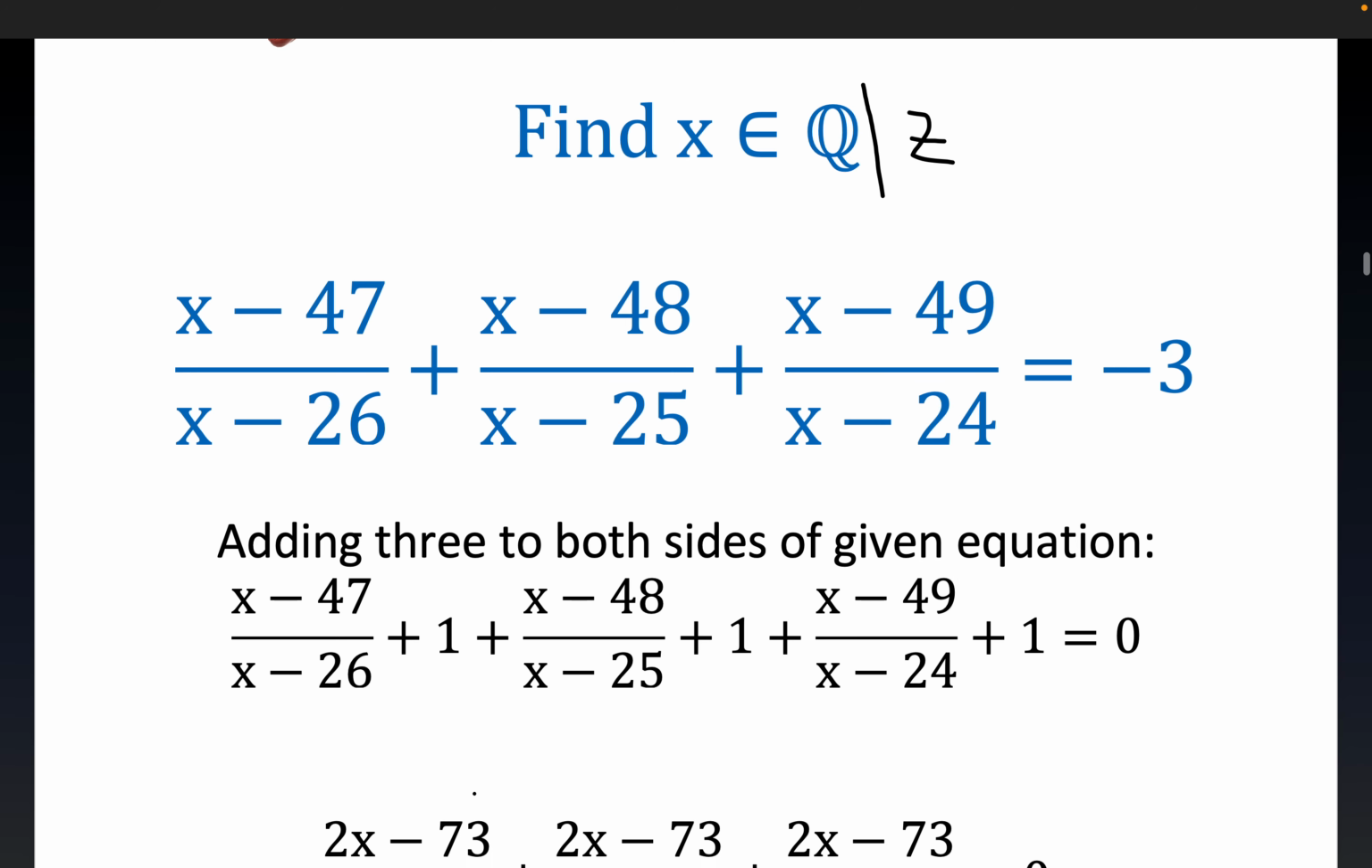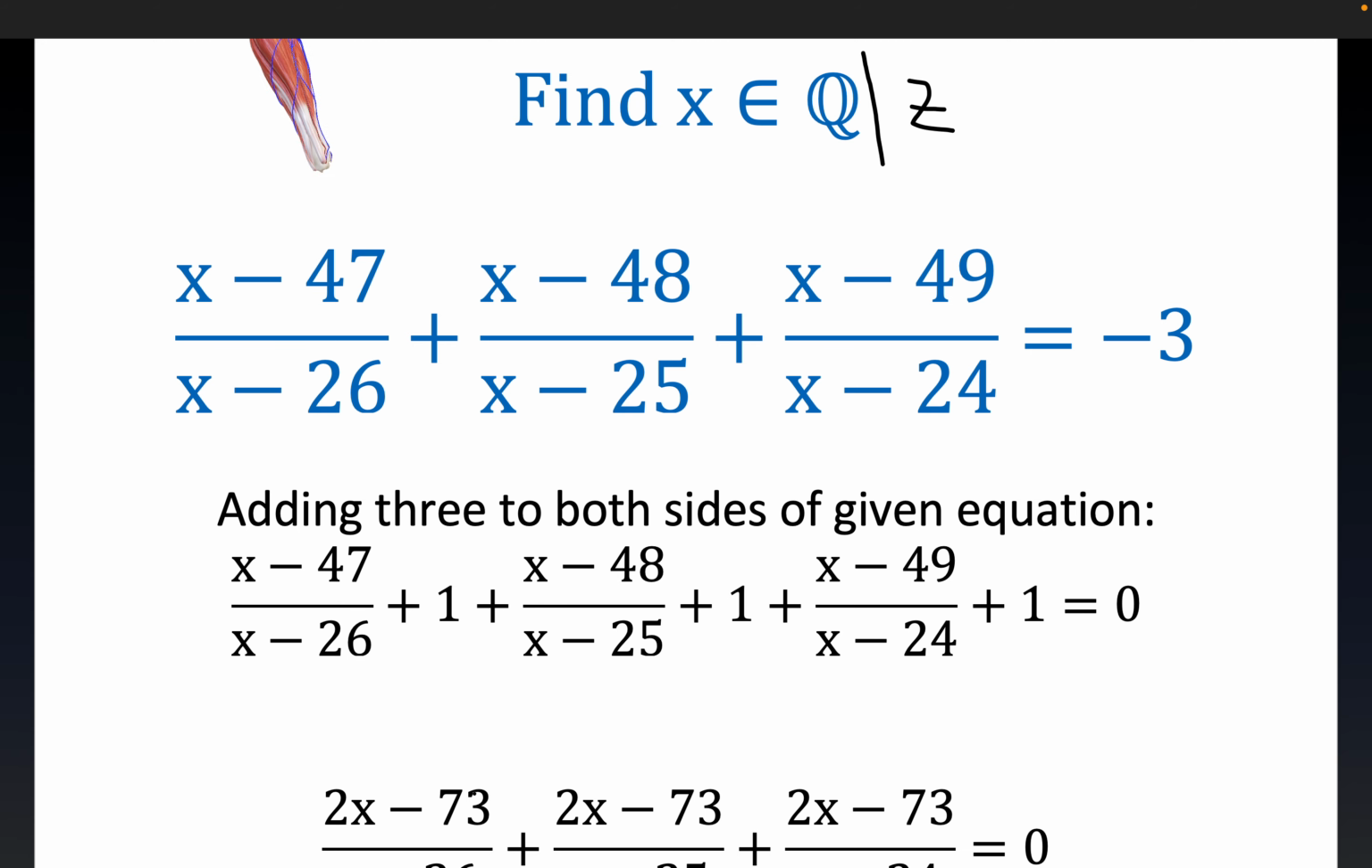Now, why is that a useful idea? Well, it gets down to writing 1 three different ways. You can write this one as x minus 26 over x minus 26, as long as x is not equal to 26, which couldn't be a solution anyway. It'd be an undefined equation. Now you can write this one as x minus 25.